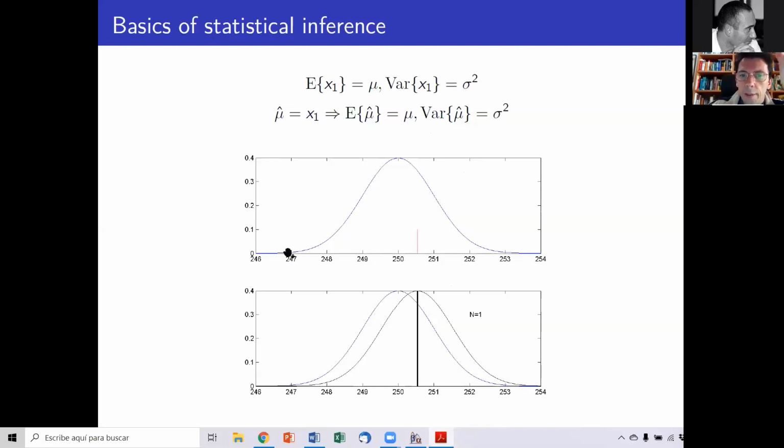So from a single tablet, in blue here we have the distribution of tablets in general. I would expect that they are manufactured with a mean of 250, and they have a standard deviation of 1 milligram. So for the Gaussian, 99.7% of the Gaussian is between the mean minus 3 sigma and the mean plus 3 sigma. Sigma is 1, so between 247 and 253, I should see most of my tablets.